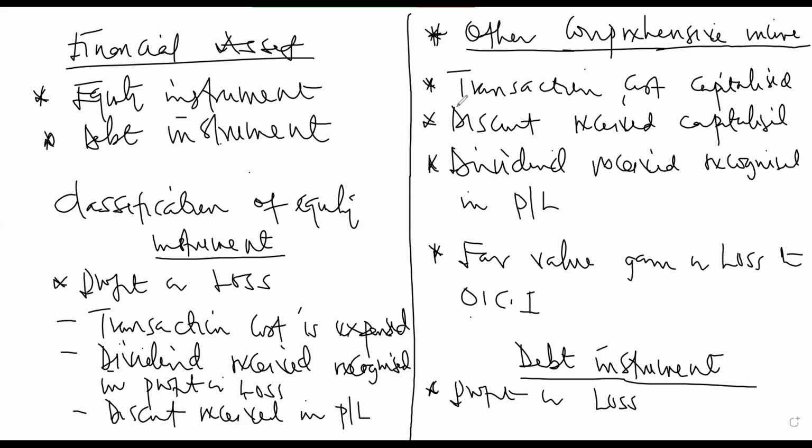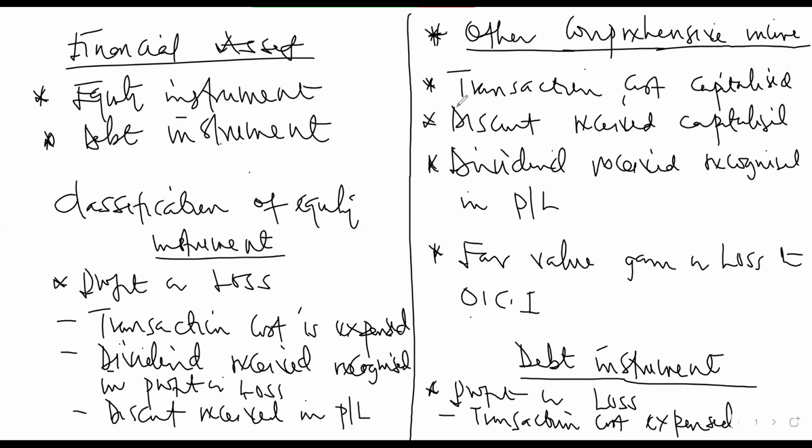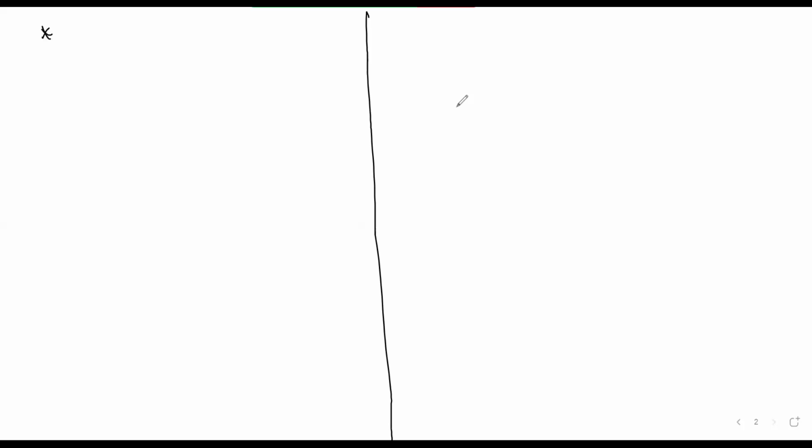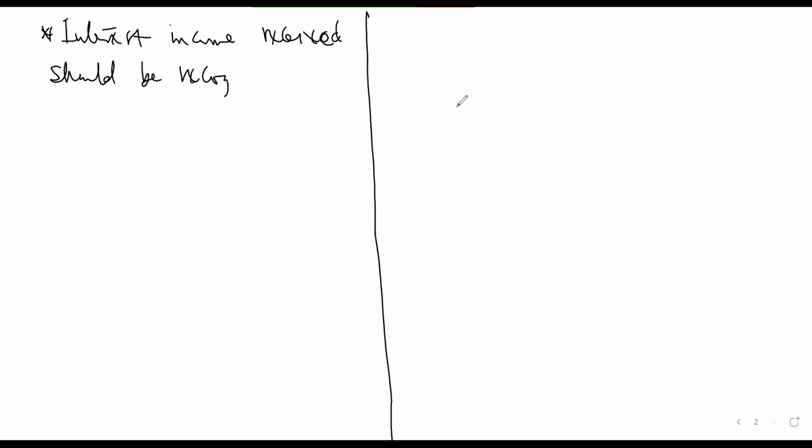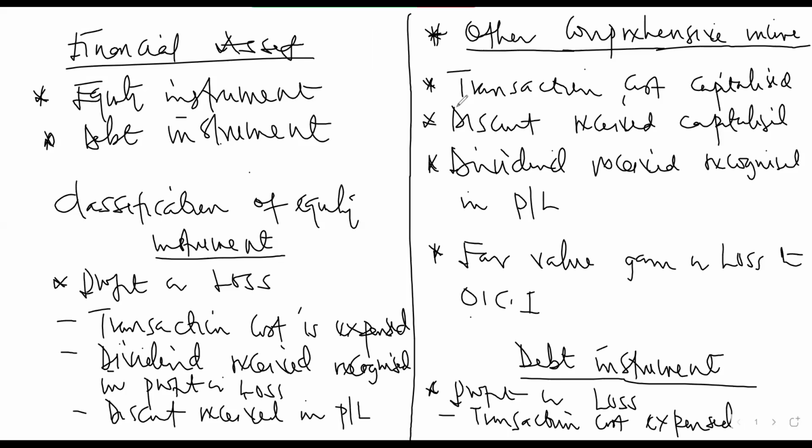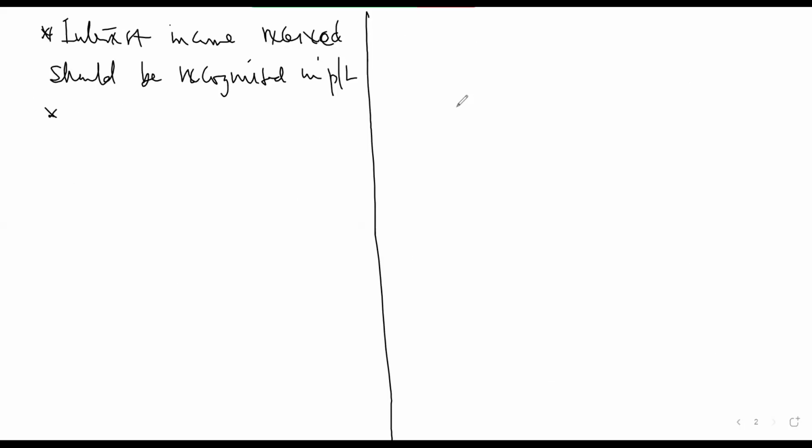So this profit or loss will still work like the equity instrument. Transaction cost expense. Discount received expense. So at the end of the year, they will give you interest income. Okay, interest income received should be recognized in profit or loss. Okay, interest income to profit or loss, transaction cost expense, discount received expense, then the interest income will always be the coupon interest. Okay, that will be the coupon interest.